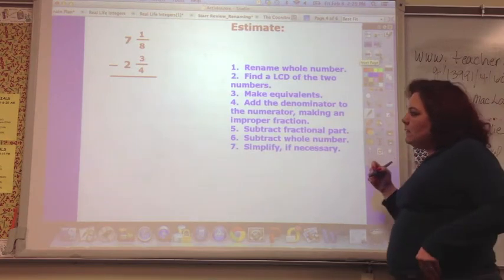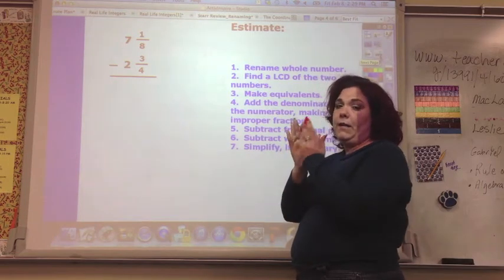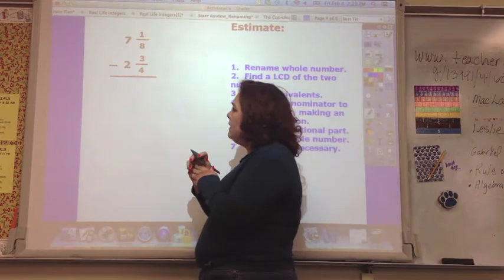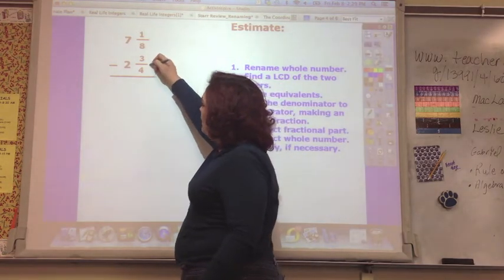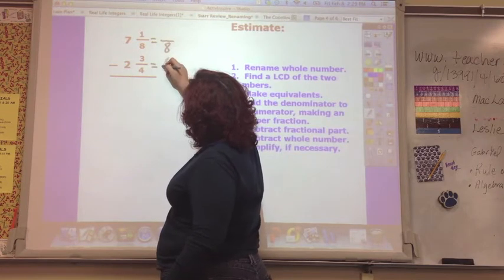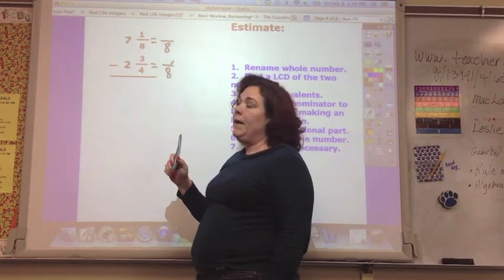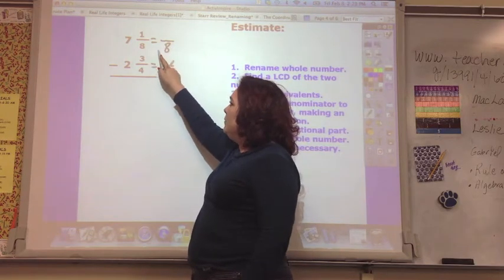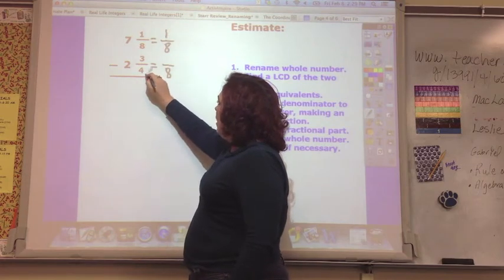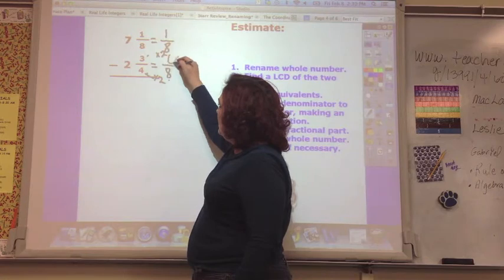And then this one is the most challenging. This one I have to find a common denominator first. So my common denominator of 8 and 4 is going to be 8, because that's my least common multiple of 4 and 8. So now I make my equivalents. 8 times 1 is 8, so 1 times 1 is 1. And 4 times 2 is 8, and 3 times 2 is 6.